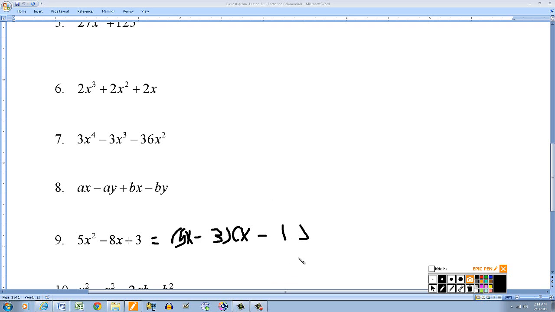Then you always have to check for that middle term. So if I multiply these two out and those two out and add them up, it's supposed to give me the middle term. So that's minus 3 times x is minus 3x, minus 1 times 5x is minus 5x, and minus 3x and minus 5x is minus 8x. So the solution is (5x minus 3) times (x minus 1).